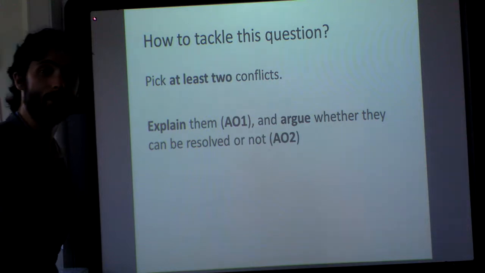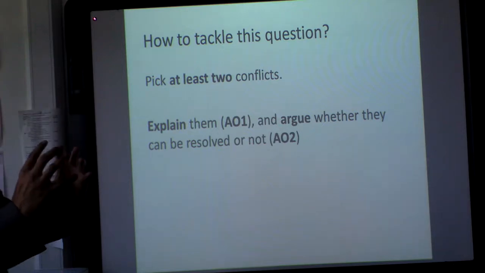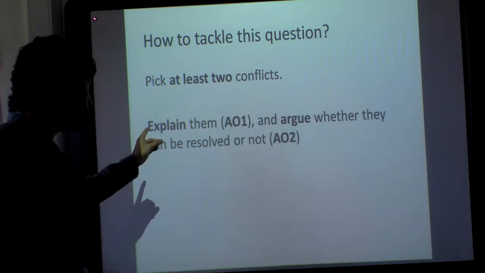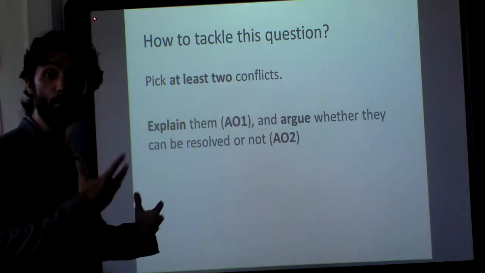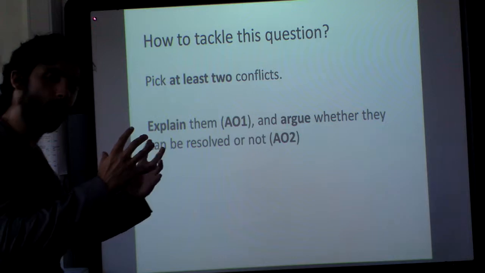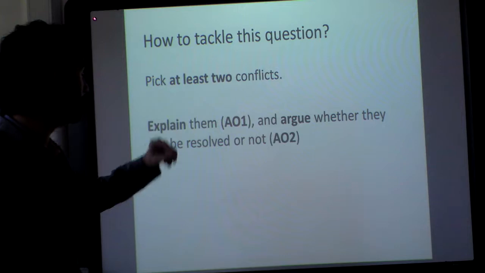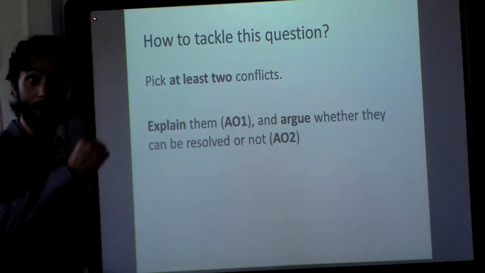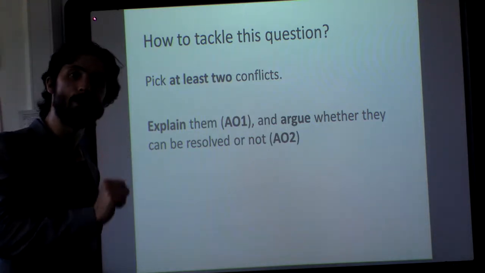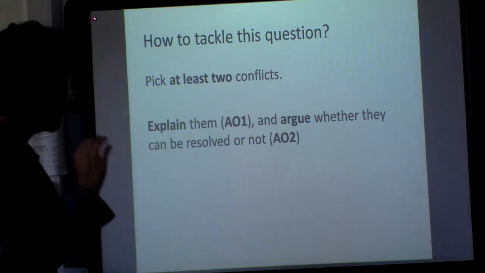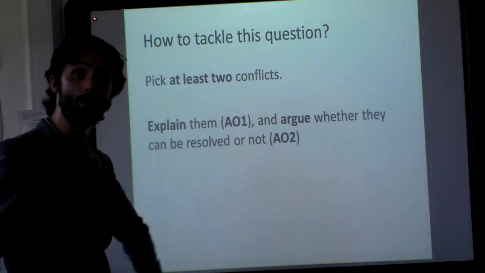Once you've decided which conflicts you want to address, you need to do this for each of those conflicts. First, you need to explain the conflict clearly. That's where you get your AO1 from in terms of the mark scheme. Explain why there is a conflict here. Secondly, you need to do your AO2. In this case, this means arguing whether the conflict can be resolved or not. And that's up to you. It depends on your thesis. Remember, your thesis is the main argument of your essay. And so depending on what your thesis is, you're going to argue whether or not the conflict in question can be resolved.